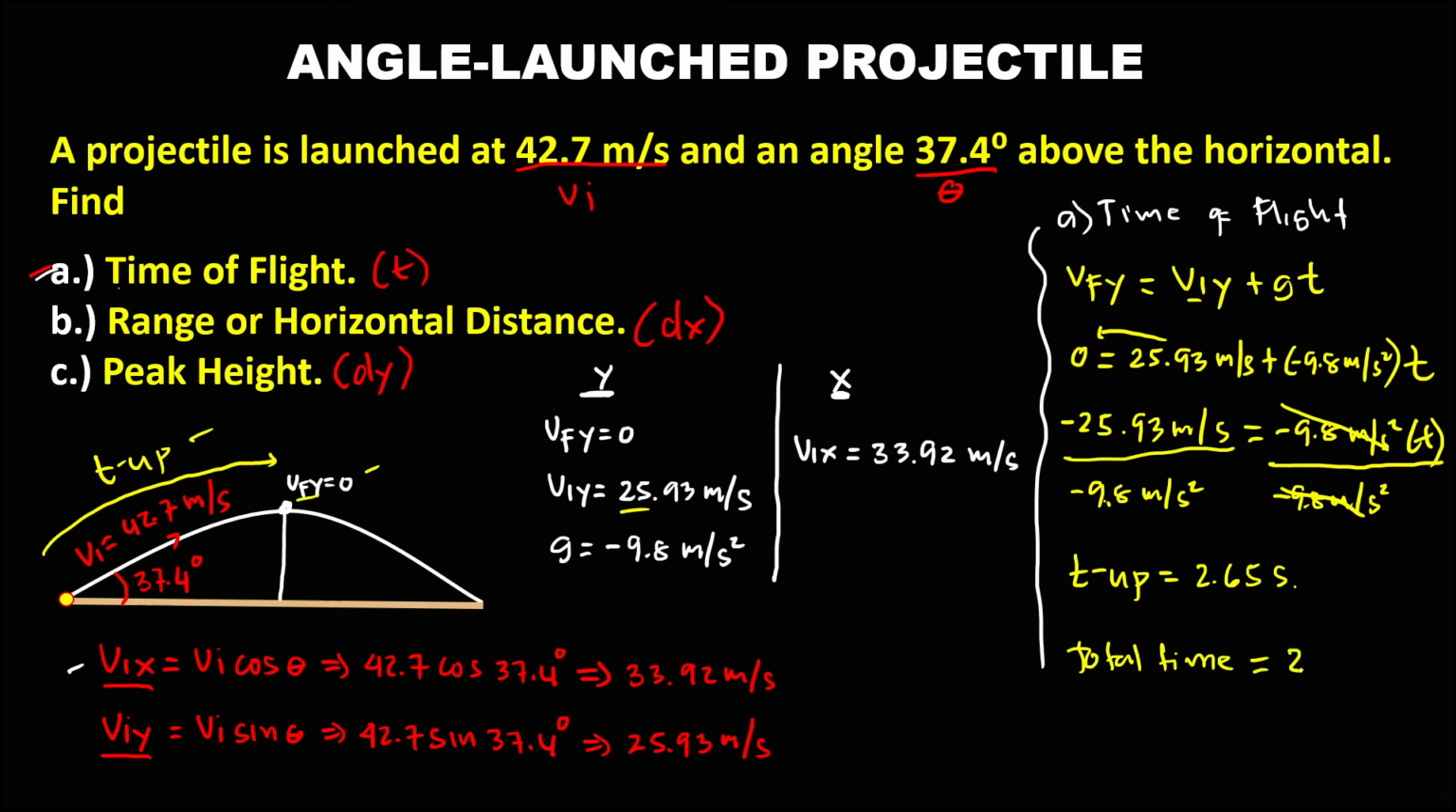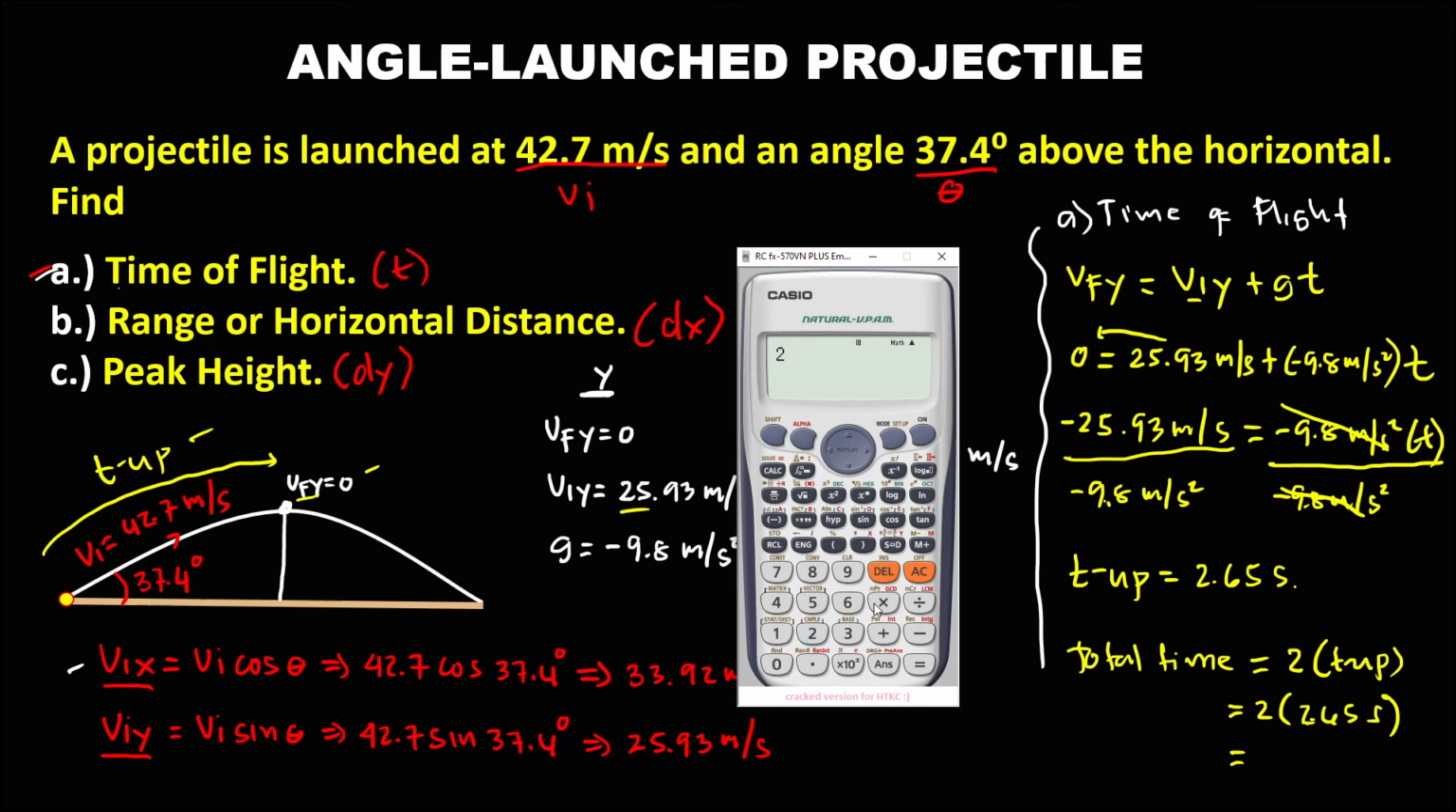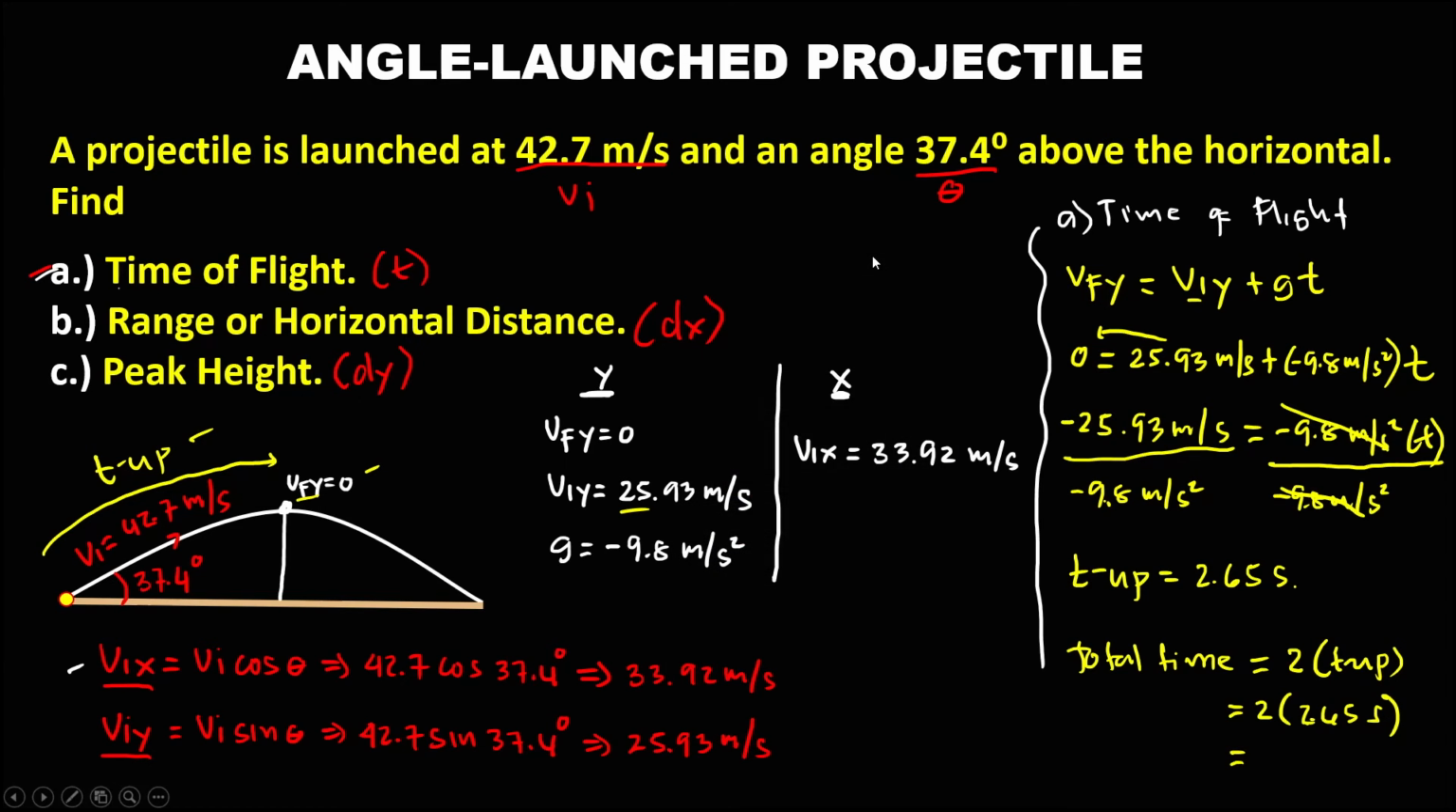Then to find the total flight time, the total time is equal to 2 times the time up. The time up is 2.65 seconds. So we have 2 times 2.65 equals 5.3, so the total flight time is 5.3 seconds.